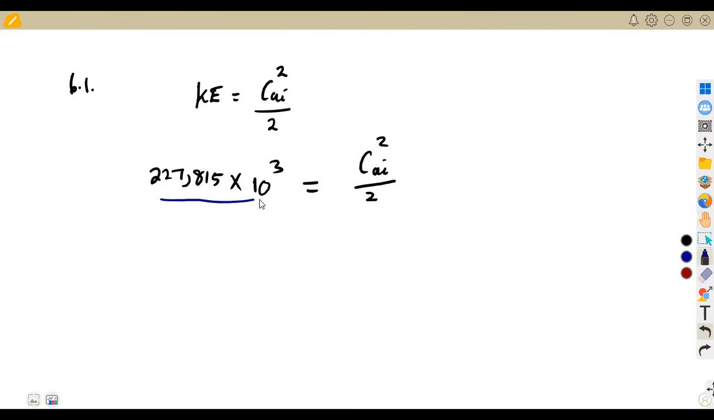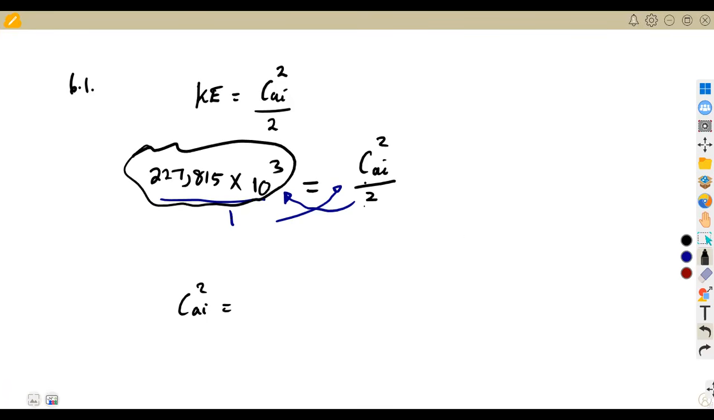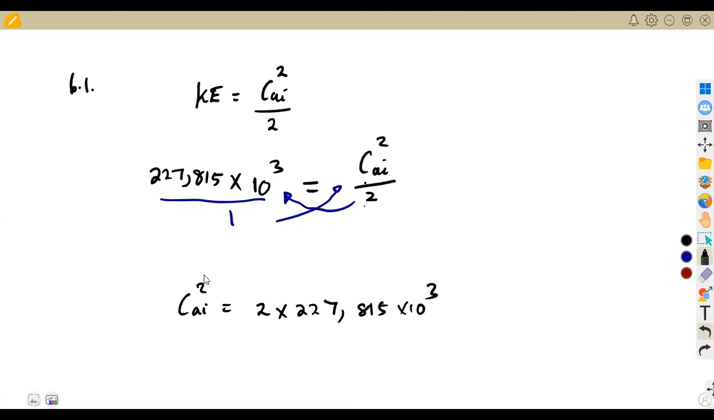From this, we can even cross multiply. This is the same as over 1, so we cross multiply here. So 1 times the inlet velocity squared remains like that. Then 2 multiplies the other side, so it's 2 times 227.815 times 10 to the exponent of 3. To remove the square, we introduce the square root so that we obtain our inlet velocity. So that was our mathematical calculation in this case.